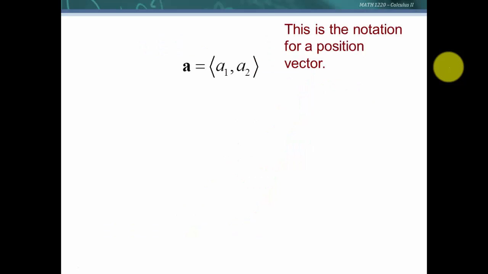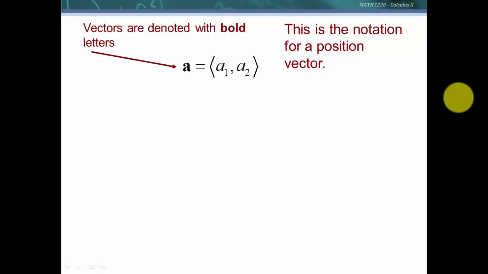The notation for a position vector, then, we put these little brackets on them, and then we know that that one has an initial point at (0, 0) and a terminal point of (a1, a2). We put bold letters to designate vectors. So if we looked at this vector, we would plot that point (a1, a2), and then we would draw a vector originating from the origin and ending at (a1, a2).